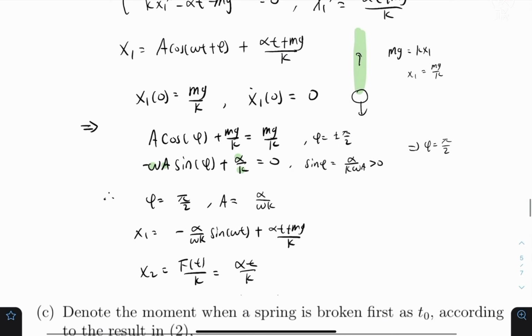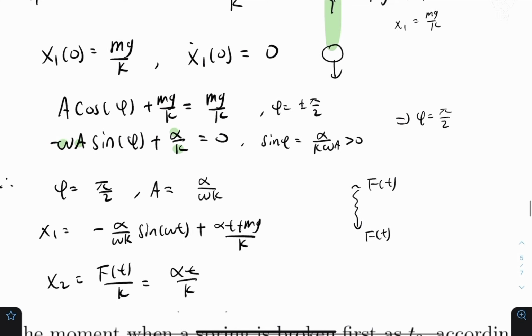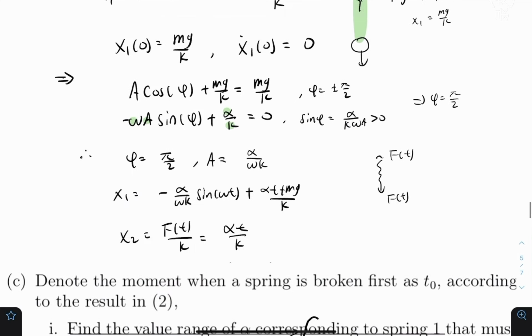For x2, because the spring is massless, the tension throughout the spring must be equal to Ft, right? So in general, the spring at two sides, there's Ft in total, right? So using Hooke's law, we can see that x2 is equal to Ft divided by k, which is equal to alpha t divided by k.